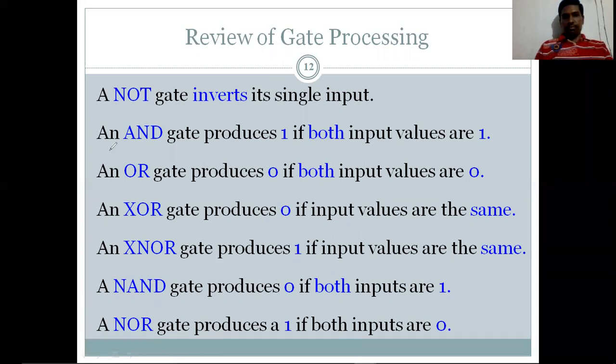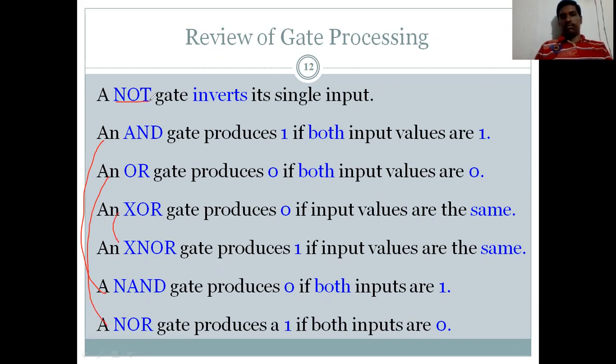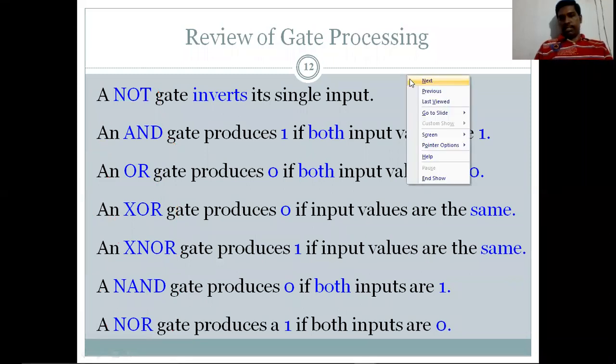See here, AND and NAND are opposite to each other, OR and NOR are opposite to each other, and these two are opposite to each other, and this is separate, right? And these three are your basic gates, these two are your exclusive gates, and these two are your universal gates. Okay, right? So by this, the explanation of digital logic gates is completed.